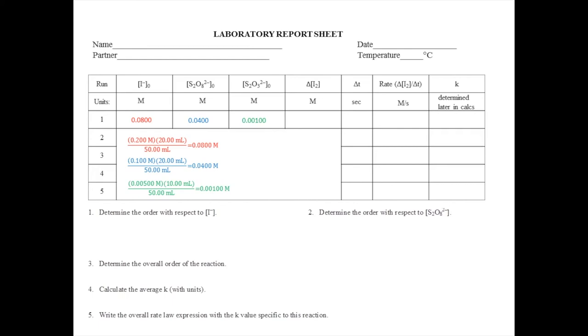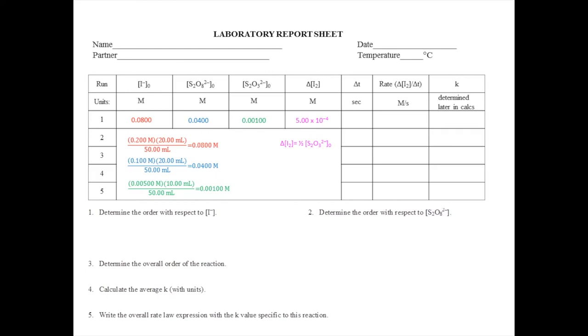To calculate the change in iodine concentration, the two chemical equations for this experiment show that the change in iodine concentration is equal to half of the thiosulfate ion concentration. The remaining concentrations for runs 2 through 5 can be calculated in a similar manner. Using the reaction time data obtained in the experiment, a rate for each run can be calculated. From this data, the orders with respect to the iodide ion and the persulfate ion can be determined.